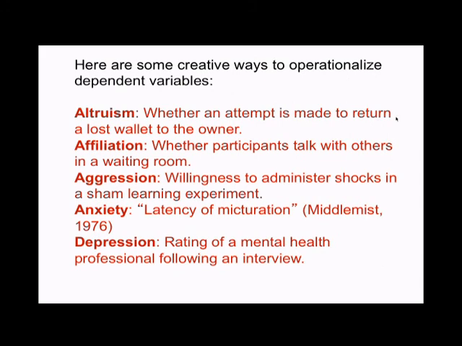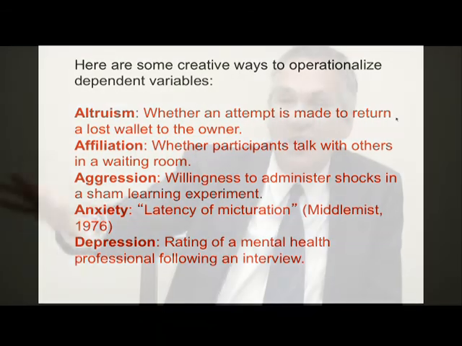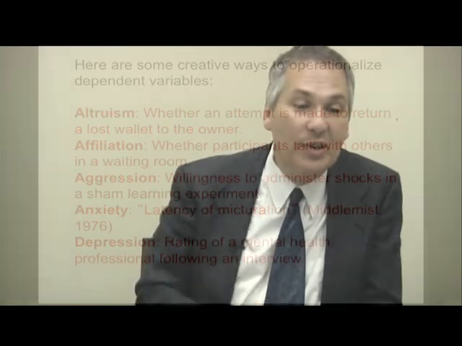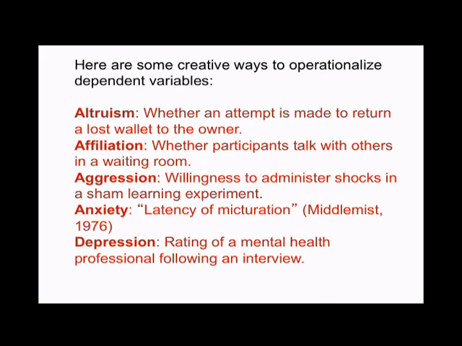Aggression. There have been a number of experiments where people are in a sham learning experiment. They're told, this person in the other room, we're doing an experiment to see what will increase their rate of learning. We'd like you to press this shock button every time they get an answer wrong. So they think that the goal of the experiment is helping the other person learn, whereas really the goal of the experiment is to measure their level of aggression.